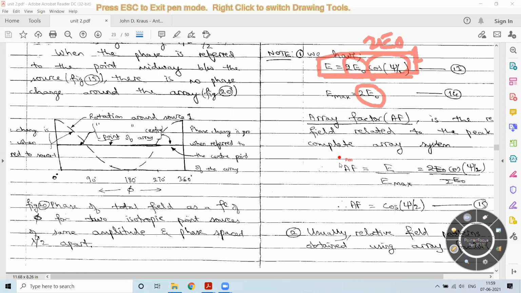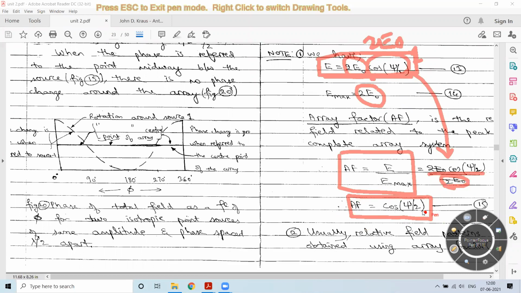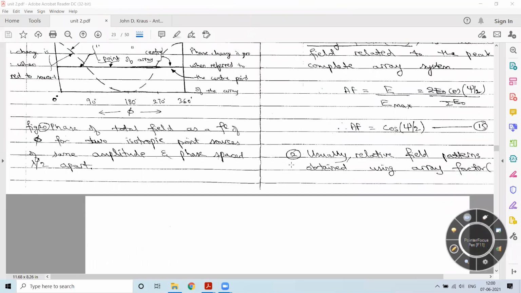So therefore, what is the array factor? It is E divided by E max, which is 2 times E naught cos psi by 2 divided by its maximum value, which is 2 times E naught. So therefore, the array factor is given as cos psi by 2. The array factor is represented as cos psi by 2 for the first case that we have observed.